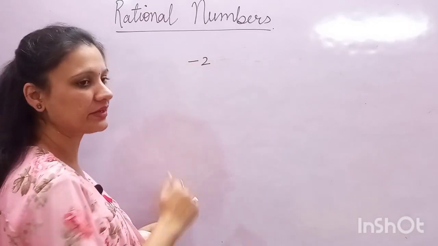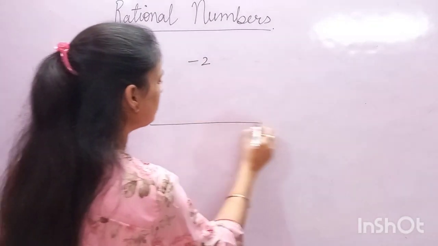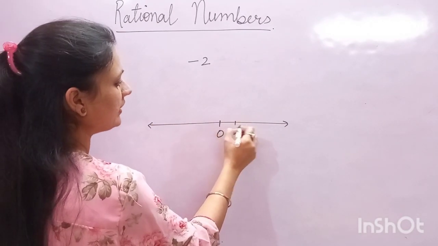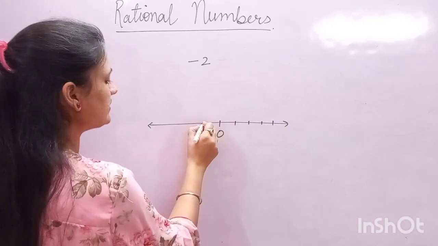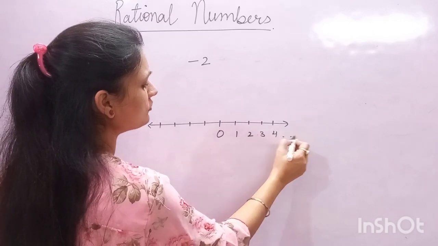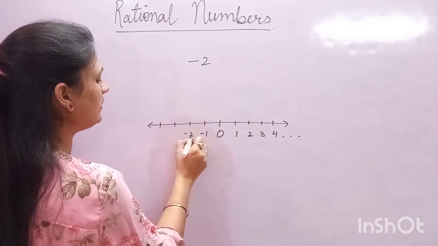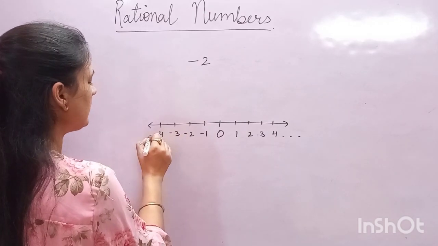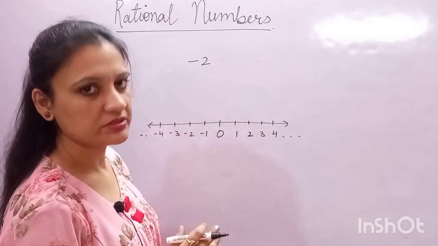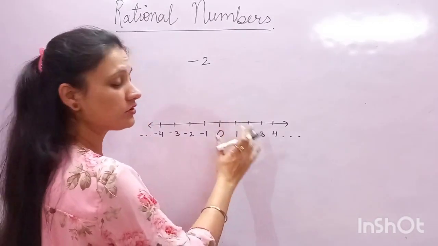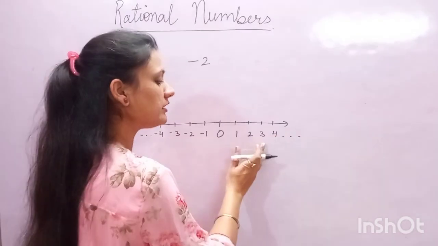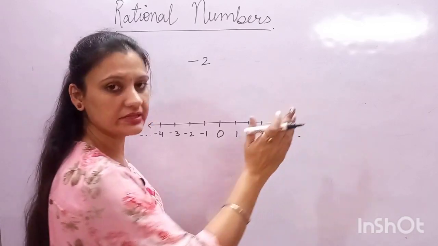Now, if somebody asks you to write down three rational numbers greater than minus 2, always remember, when you draw the number line, on this side is 0, this side all positives and this side all negative numbers. On the positive side, 1, 2, 3, 4, and so on. Similarly, minus 1, minus 2, minus 3 and minus 4, and so on. So this side negative and this side positive numbers.